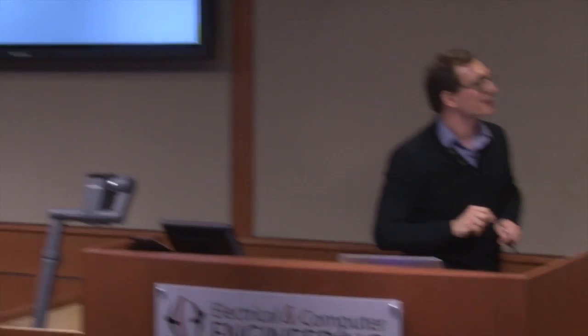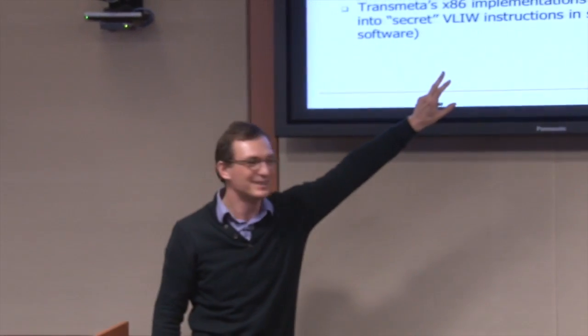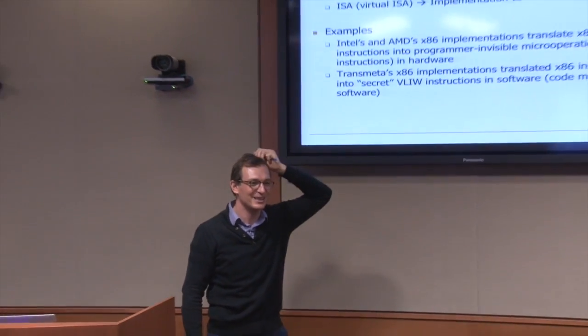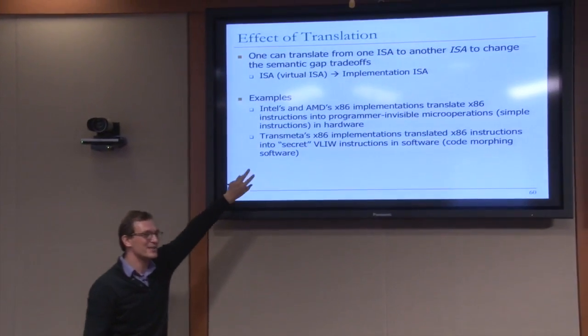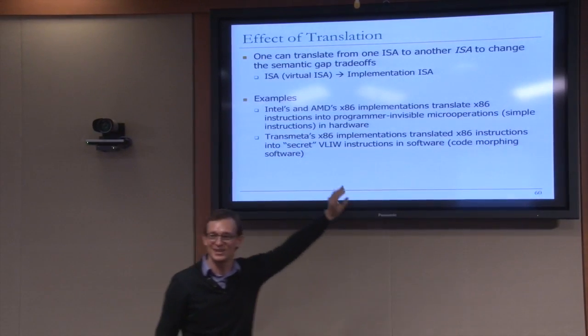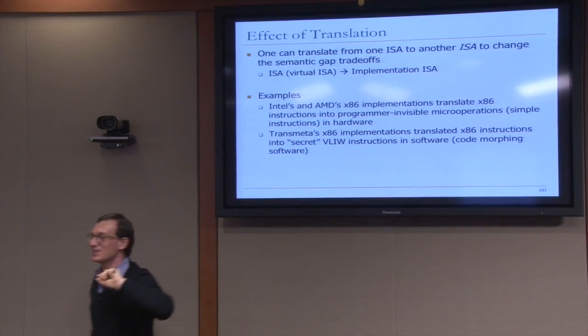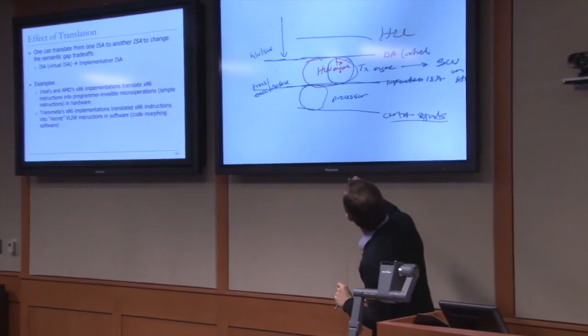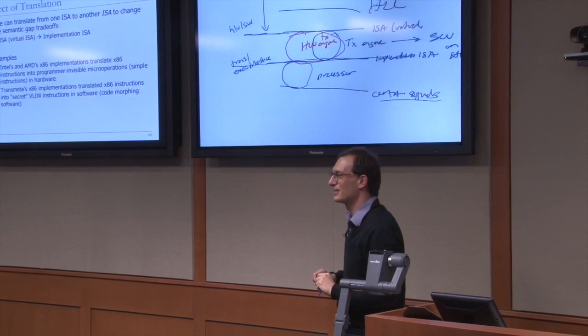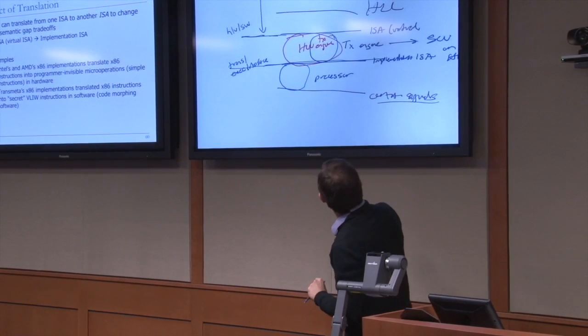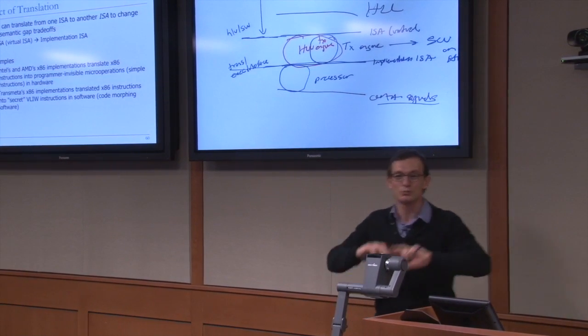Well, you can think about doing this in software also. In Transmeta, how many of you know Transmeta? Oh, you guys are young. Transmeta was a company that wanted to compete with Intel in the late 1990s. And what they wanted to do was to implement this translation engine as software, purely. And they actually did. They called this the code morphing software.